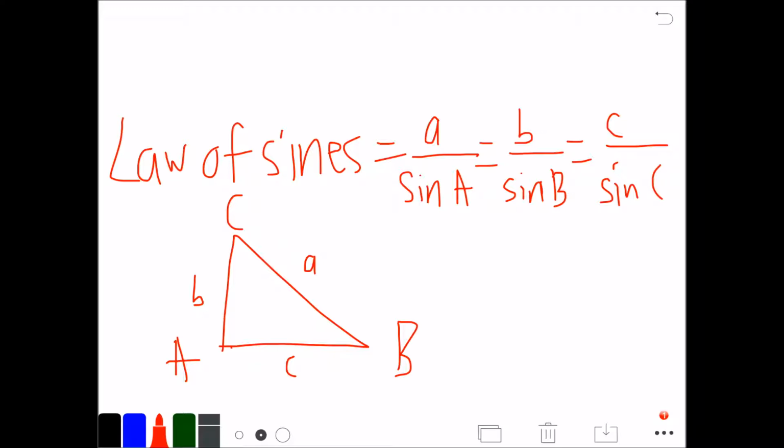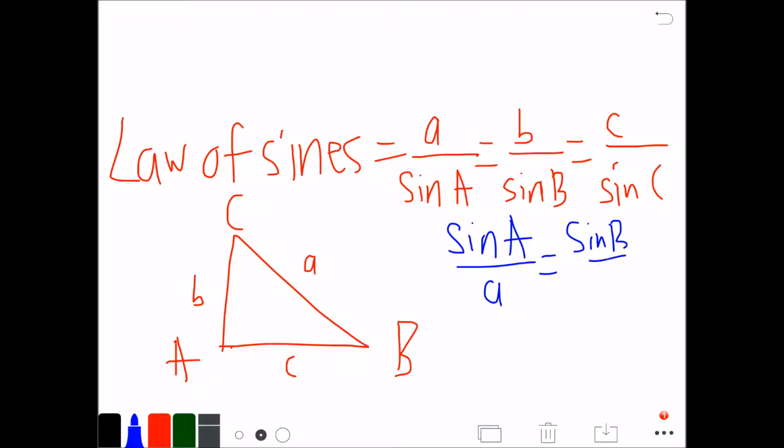And it works the other way around too. So you can also say sine A over side A equals sine of angle B over side B, and that's equal to sine of angle C over side C. So that's basically how the law of sines works. So let's get to a problem.